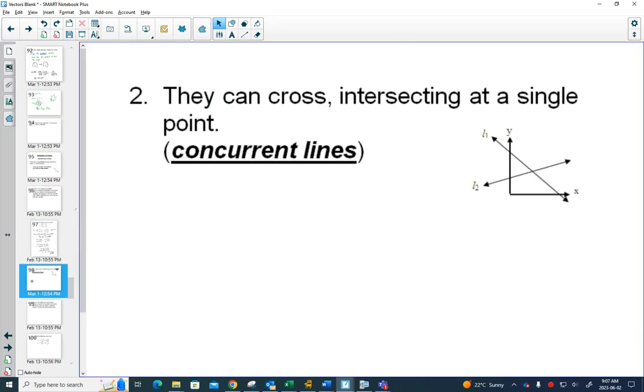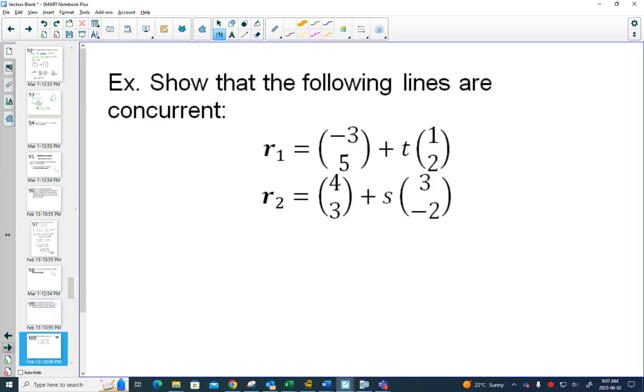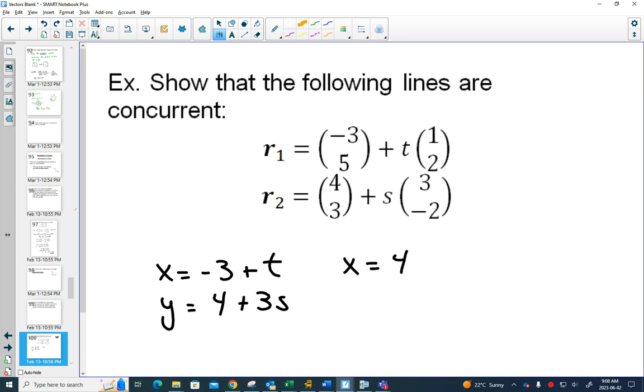This is the most common in 2 dimensions. You just have to have the slopes different, and in 2 dimensions, those lines will cross. How do you find out if they cross? Well, you set up your systems of equations and solve, and you'll be able to solve for both s and t, and it will allow you to plug it in to find that point of intersection. So you'll notice in these questions that we set up our parametric equations for both lines.